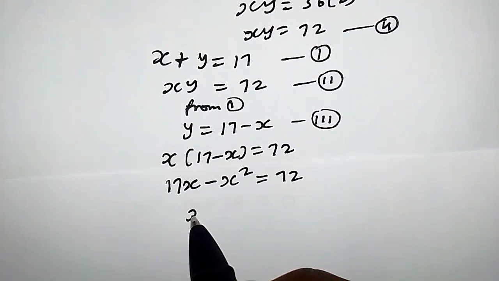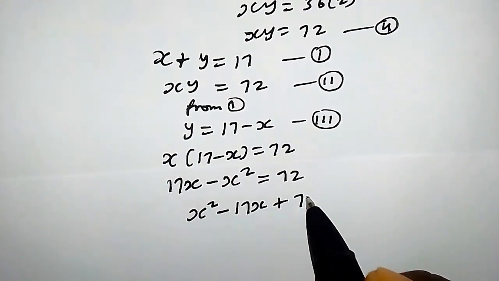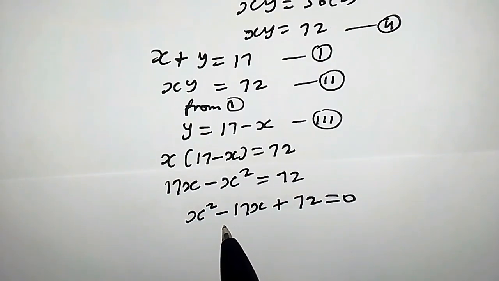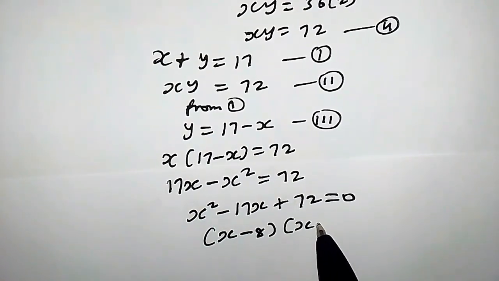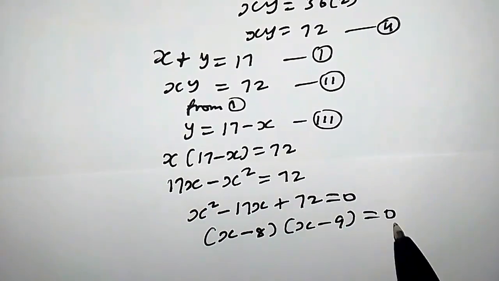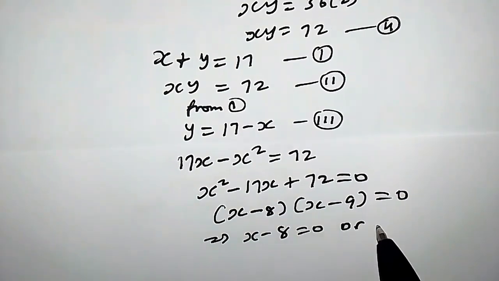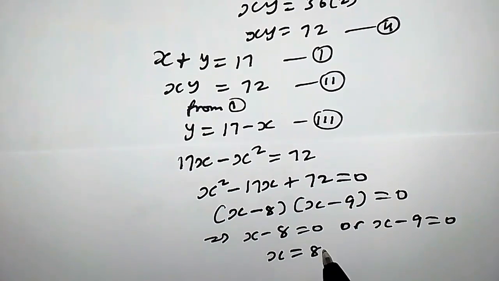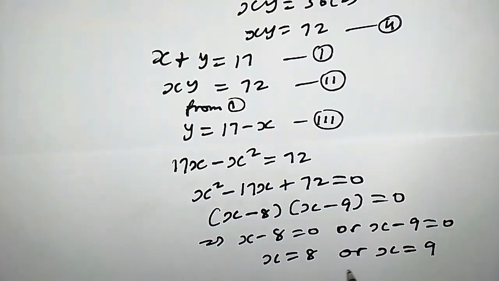Rearranging this equation, we're going to have x squared minus 17x plus 72 equals 0. This quadratic equation is factorizable, and when you factorize it very well, you are going to get x minus 8 times x minus 9 equals 0. This implies that we have x minus 8 equals 0, or x minus 9 equals 0. So x equals 8, or x equals 9. So we obtain two values for x.